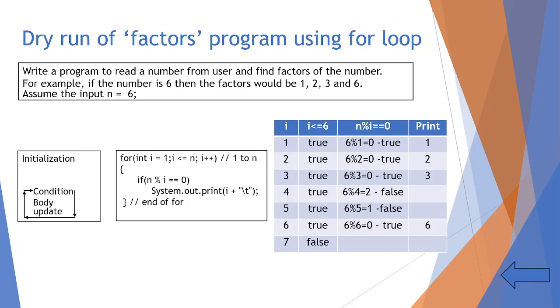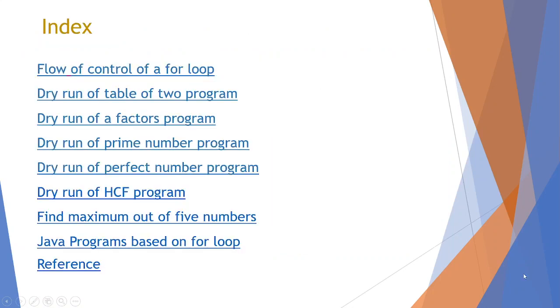Is 6 divisible by 4? No, the remainder is 2, not 0. So false, it does not print. 6 modulo 5, the remainder is 1 but not 0, so it does not print. But for 6 divisible by 6, it prints. This is the program. Let's see it in the Java IDE, BlueJ.